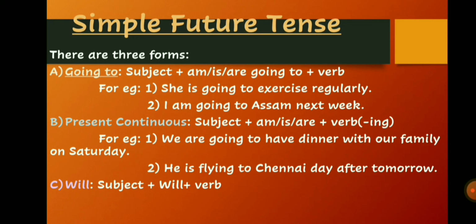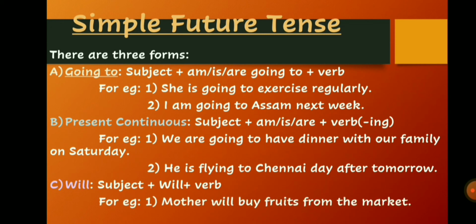Now the next one, the third form is will. Subject plus will plus verb. The will over here shows sudden decisions, offers or promises. For example, mother will buy fruits from the market. In this example, the sentence itself shows a decision that mother will buy. Mother is a subject, will buy is a simple future tense.